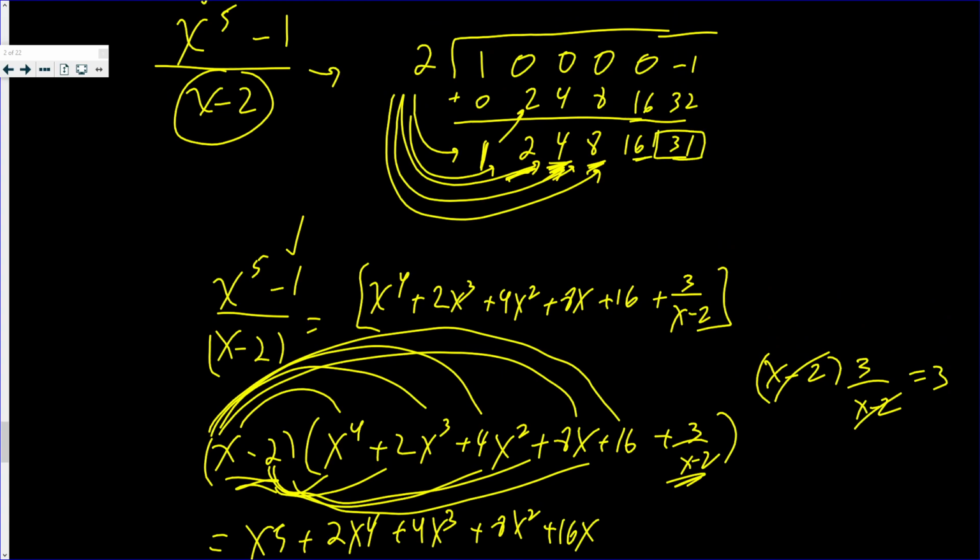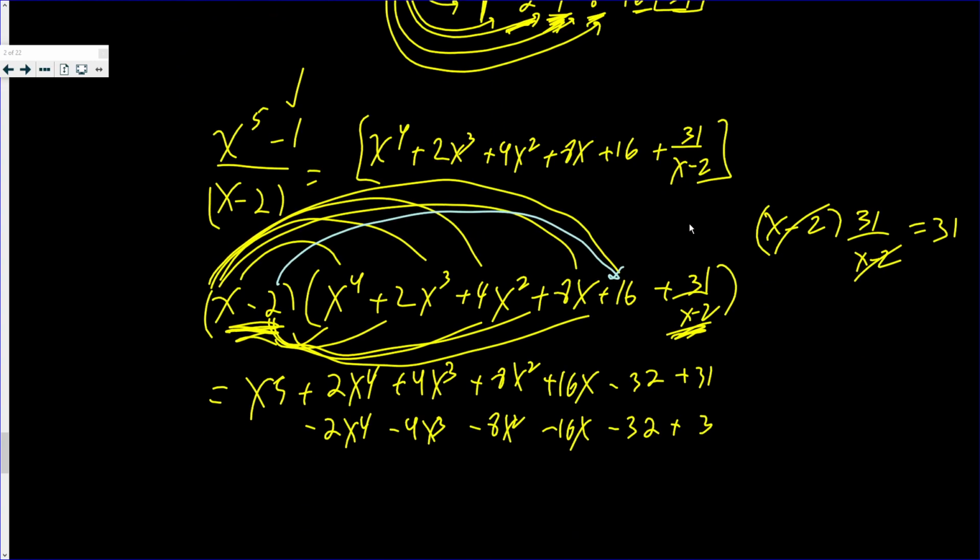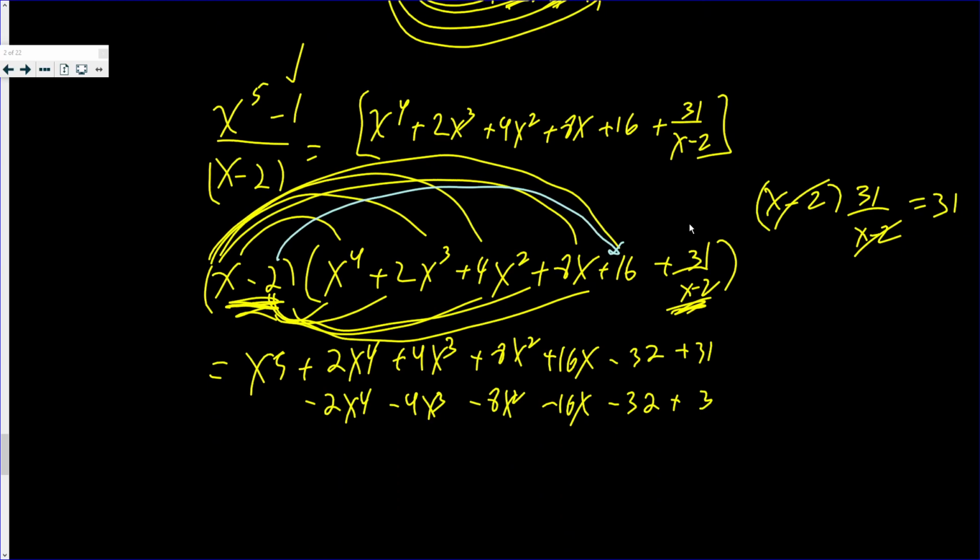It's 31. I thought that 1 was a box. Plus 31. When you multiply this by this, you get 31. Minus 32 plus 31. Where did the minus 32 come from? Negative 2 times 16. Okay, but I already put it on top.